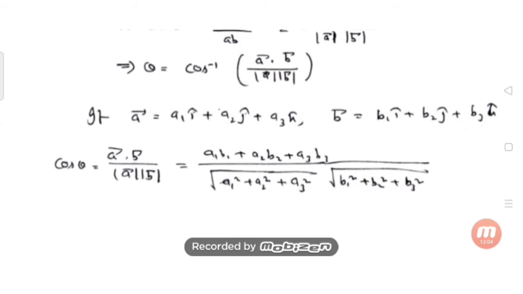So in component form, what value will we get? If a bar is equal to a1 i cap plus a2 j cap plus a3 k cap and b bar is also given in component form, then cos theta is given by this. So the a bar dot b bar value is equal to a1b1 plus a2b2 plus a3b3, divided by the magnitude of a, which is equal to the square root of a1 square plus a2 square plus a3 square. In component form we have got it, and similarly for b. This is the answer we will obtain for the angle between the vectors when the vectors are given in component form.